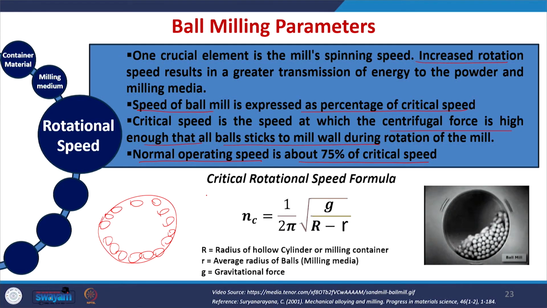And how can we calculate the critical rotational speed? By using this formula we can calculate the critical rotational speed. Here, R denotes the radius of your cylinder, that is your milling container, r denotes the radius of your milling media, that is the balls, and g denotes the gravitational acceleration.